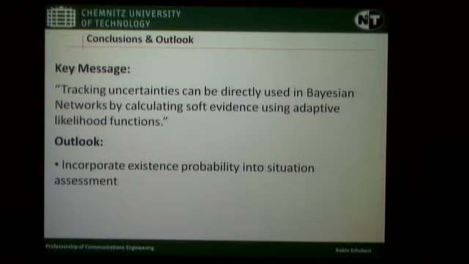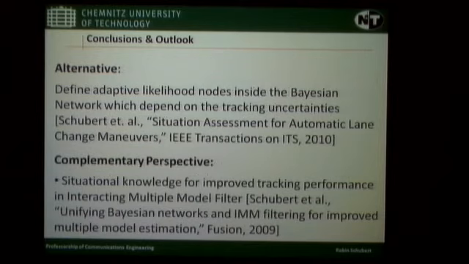And before coming to the end, I would like to draw your attention to the fact that this is only one way of incorporating perception uncertainties into the situation assessment process. We could also construct adaptive likelihood nodes directly in the Bayesian network. And we could also ask the question the other way around. If we have knowledge about our situation, how can that influence our tracking? So we can ask the question in two directions.